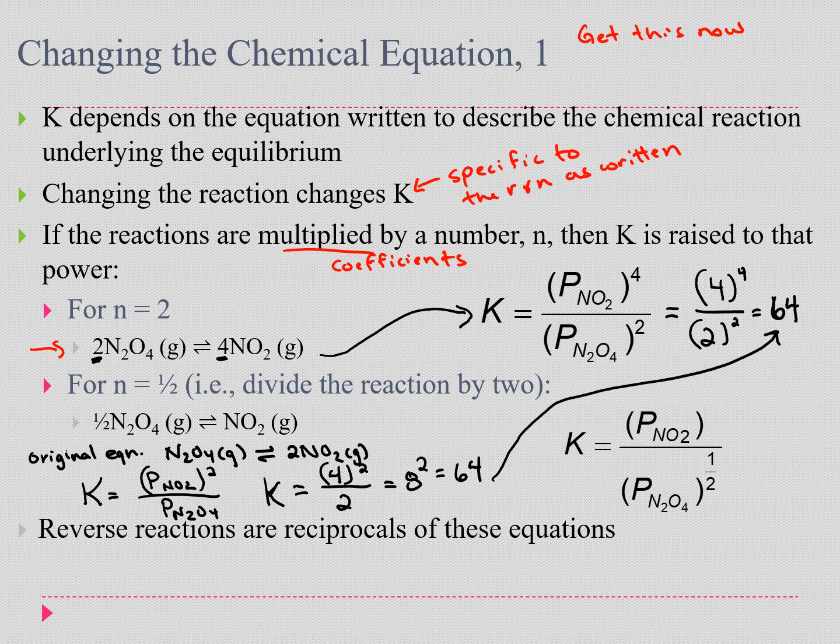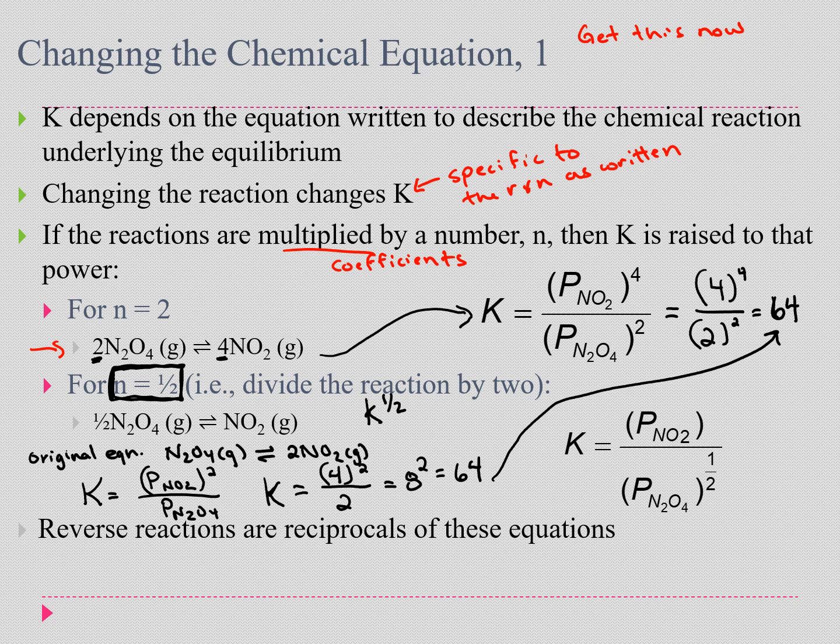So when you multiply through any equation by some coefficient, you can take the original value for the equilibrium constant and raise it to that power. In this case, if I multiplied through now by 1/2, I would take the original K and raise it to the 1/2 power. And then the bottom says reverse reactions are reciprocals of these equations.